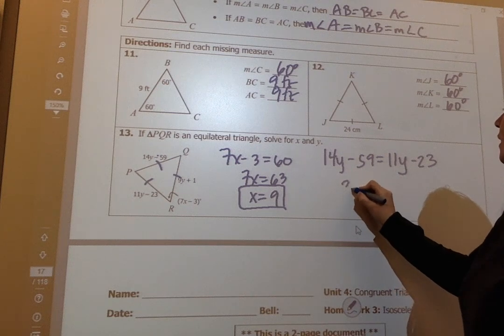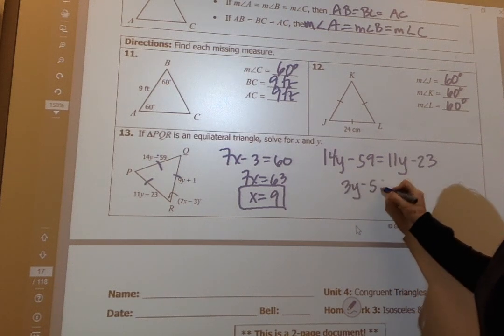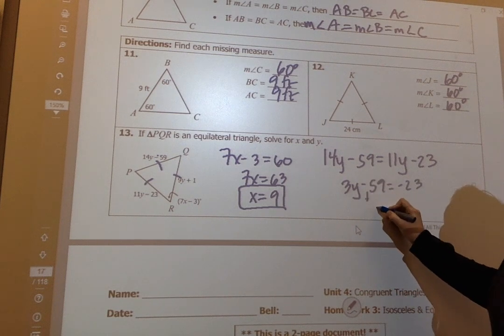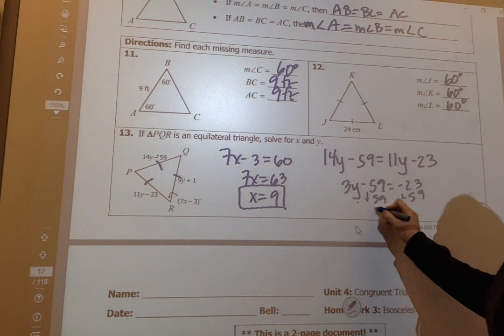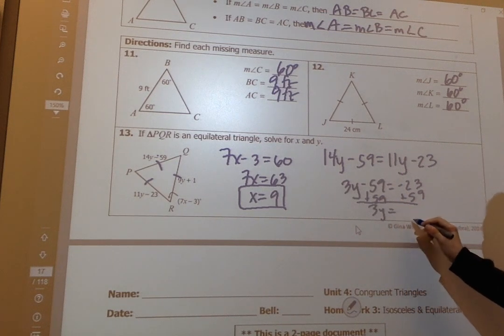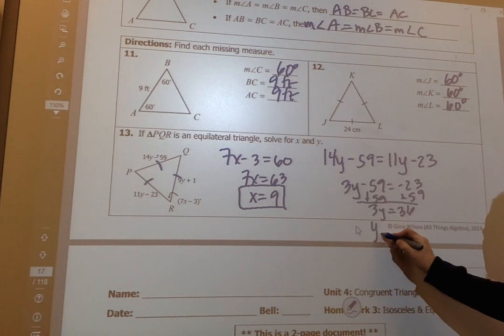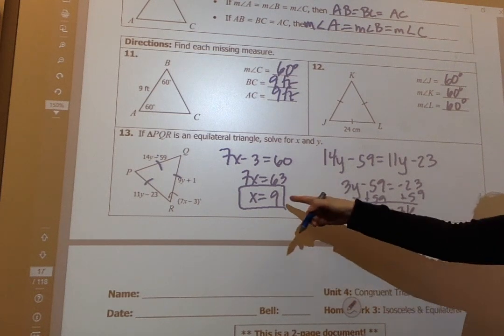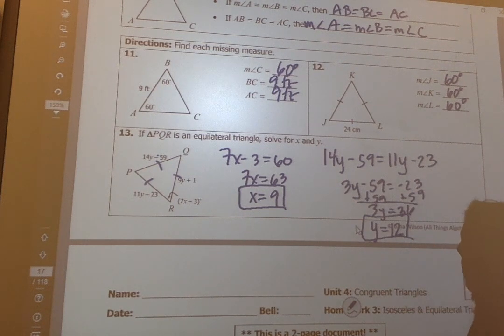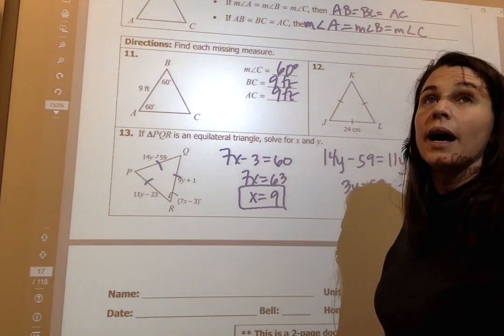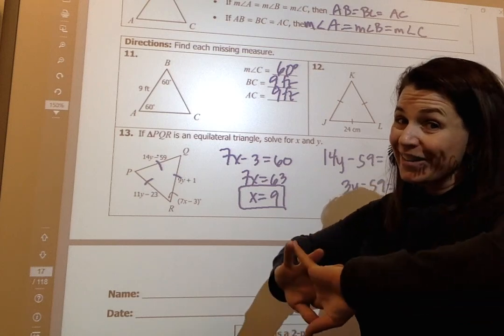So if I subtract 11y, I get 3y minus 59 equals negative 23. Add 59 on both sides. I get 3y equals 36, and then y is 12. So my value of x is 9, and my value of y is 12. So hopefully that's pretty easy. Just more about triangles. Good luck.